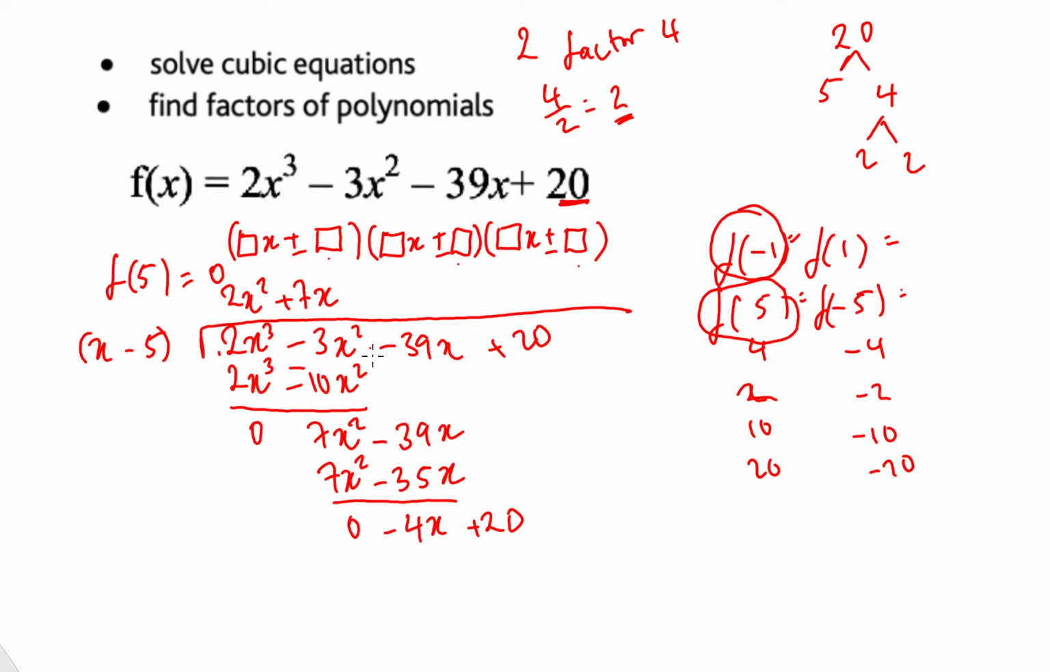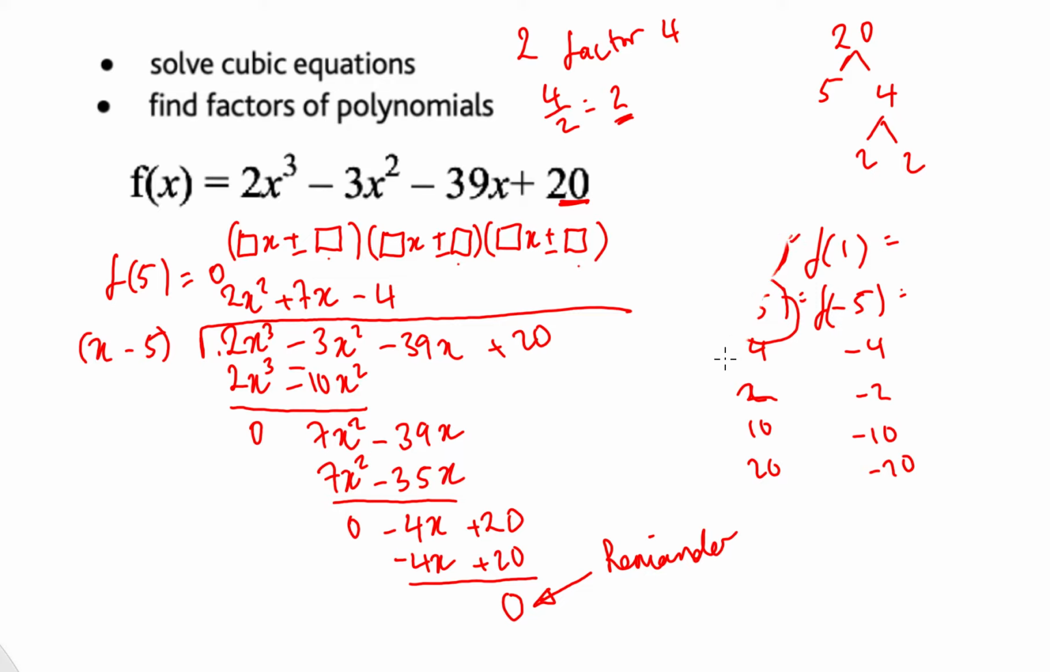x times something is minus 4x, and that's minus 4. Minus 4 times x is minus 4x. Minus 4 times minus 5 is plus 20. Subtract, and you get 0. This is your remainder. So we know that x minus 5 is a factor, so we should get a remainder of 0 when we divide it. That's good. Now I'm going to rub this stuff out to get a bit more space.